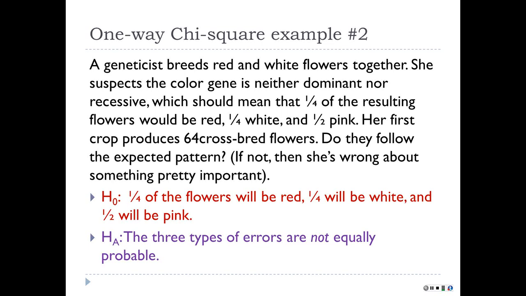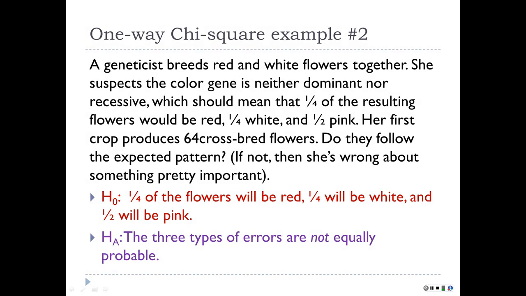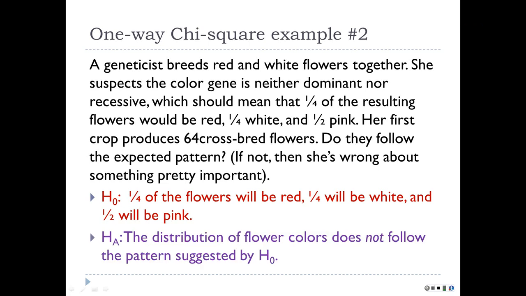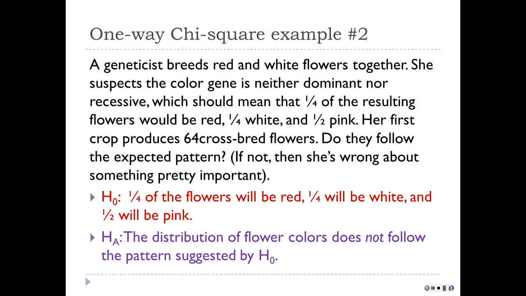So the null hypothesis is that that will be the frequency. That will be the proportion of the flowers. And the alternative hypothesis is that there will be some different distribution. Magically, we have the actual alternative hypothesis: the distribution of flower colors does not follow the pattern suggested by the null hypothesis. So the null hypothesis is that she's right. The alternative hypothesis is that she's wrong, interestingly.